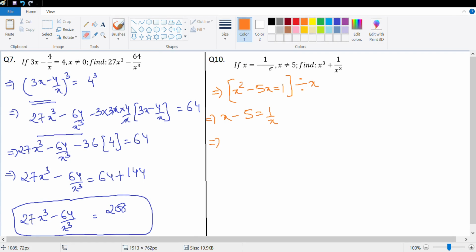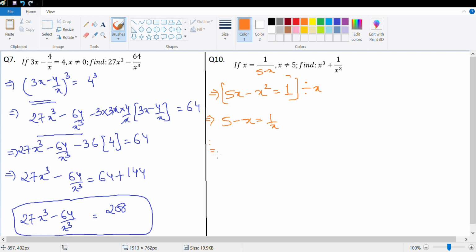The question is not x minus 5. The question is 5 minus x. Well, let me redo this one. Okay, give me a second. So what we have here is 5 minus x. So what this gives me is 5x minus x square is equal to 1. Divide both sides by x. What we get is 5 minus x is equal to 1 upon x, which means 5 is equal to x plus 1 upon x.